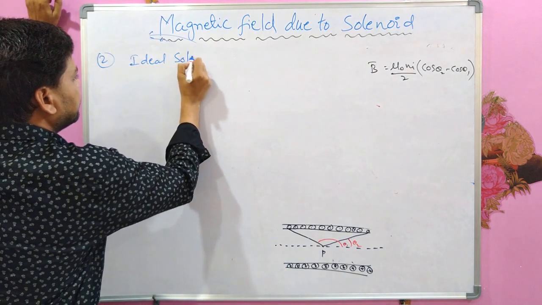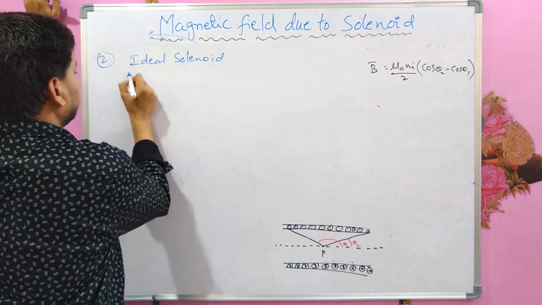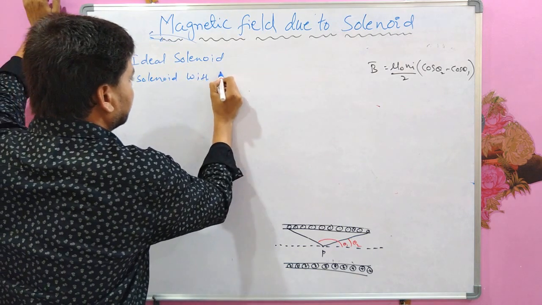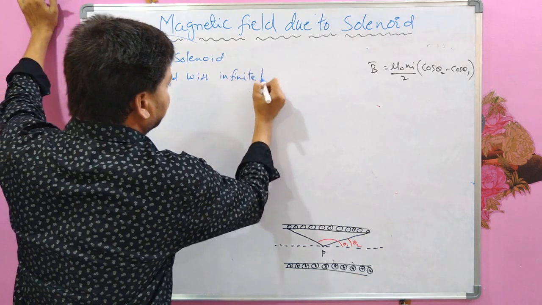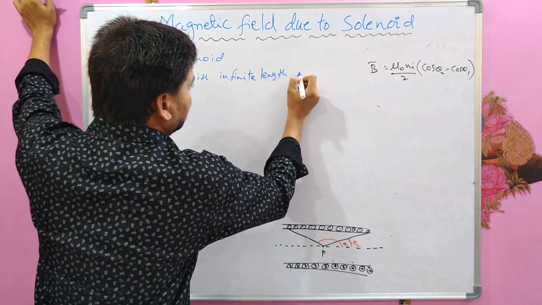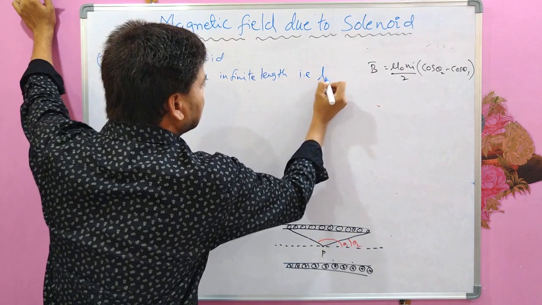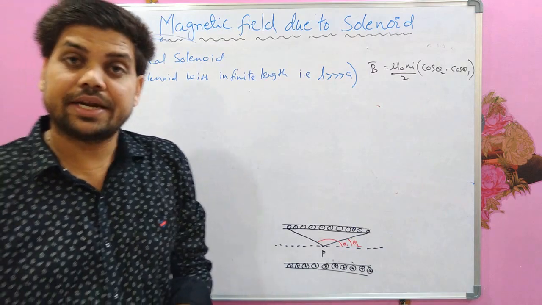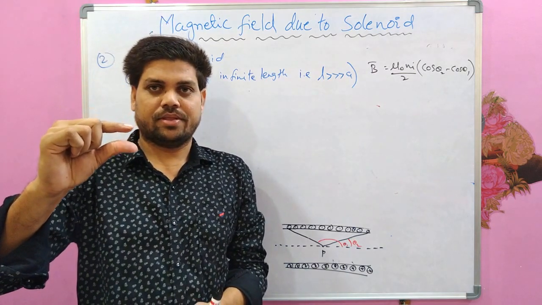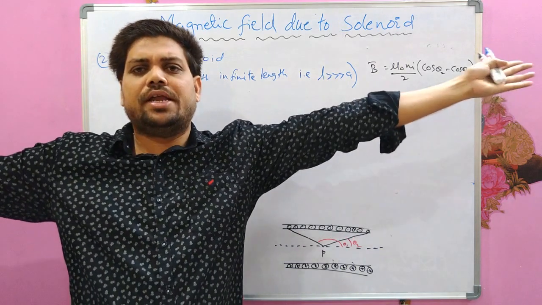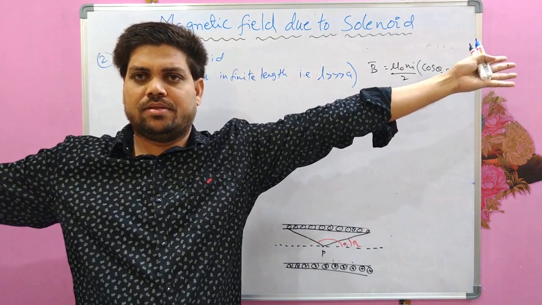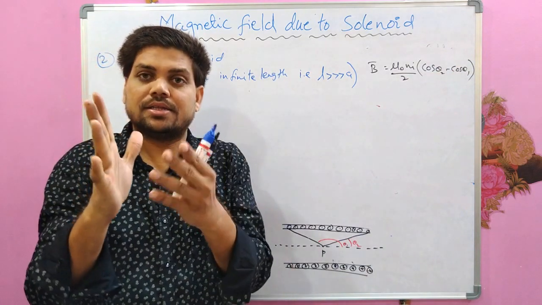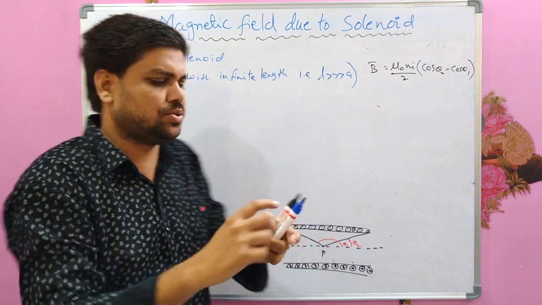What is an ideal solenoid? An ideal solenoid is nothing but a solenoid with infinite length, that is, we can say L is much greater than the radius. In comparison with the radius of that solenoid, the length of the solenoid is very big, with a very small diameter. And the turns are very close to each other.